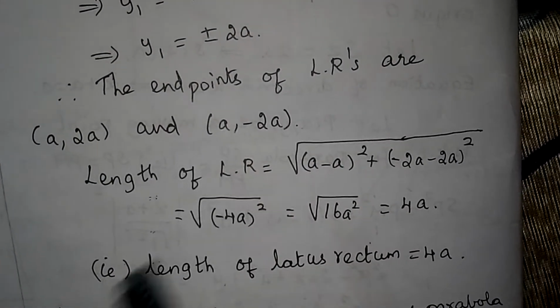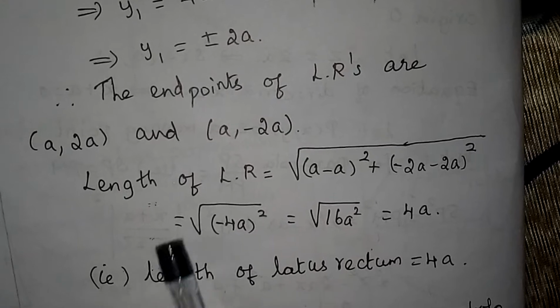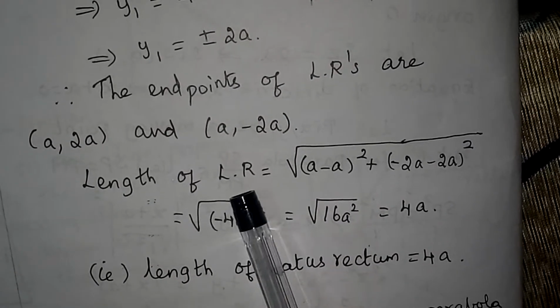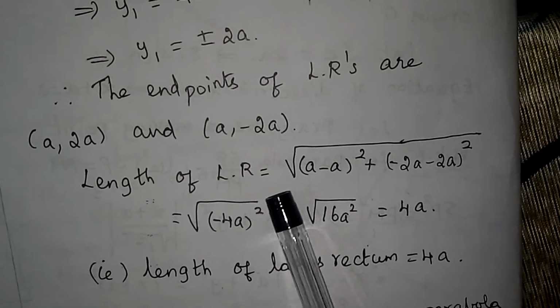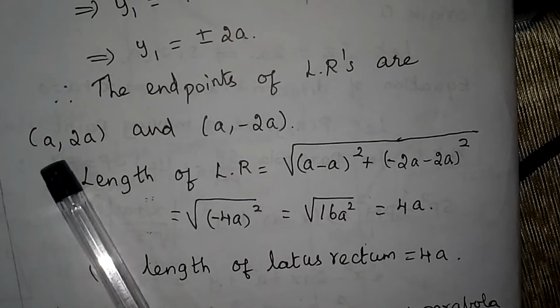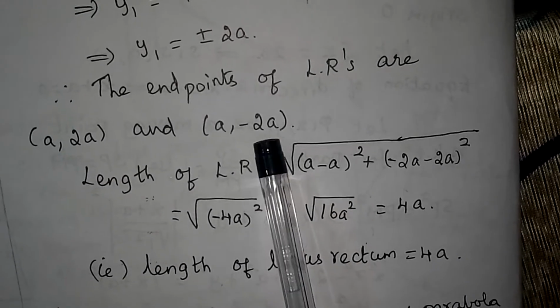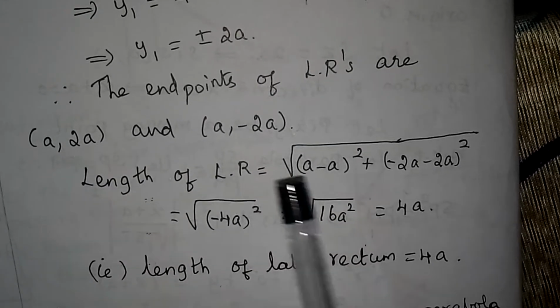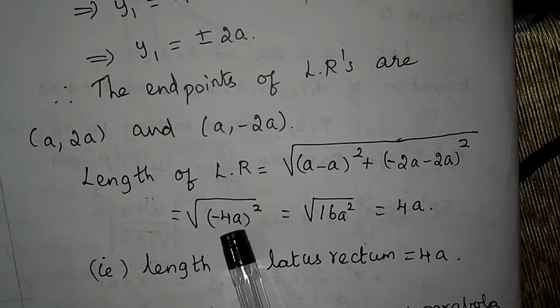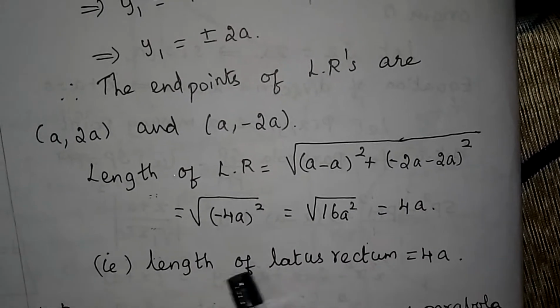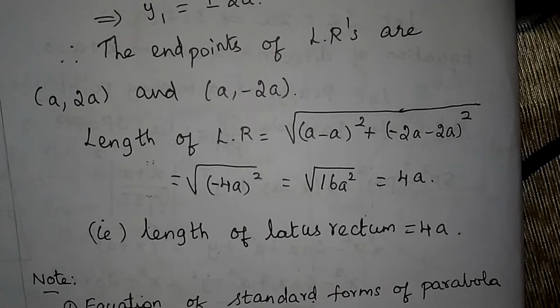Now we can find the length of the latus rectum. We have to use the distance formula for these two points. So it is the root of (x2 minus x1) the whole square: a minus a the whole square is 0. Then minus 2a minus 2a is minus 4a, the whole square is 16a square. The square root of that is 4a. So this is the length of the latus rectum.